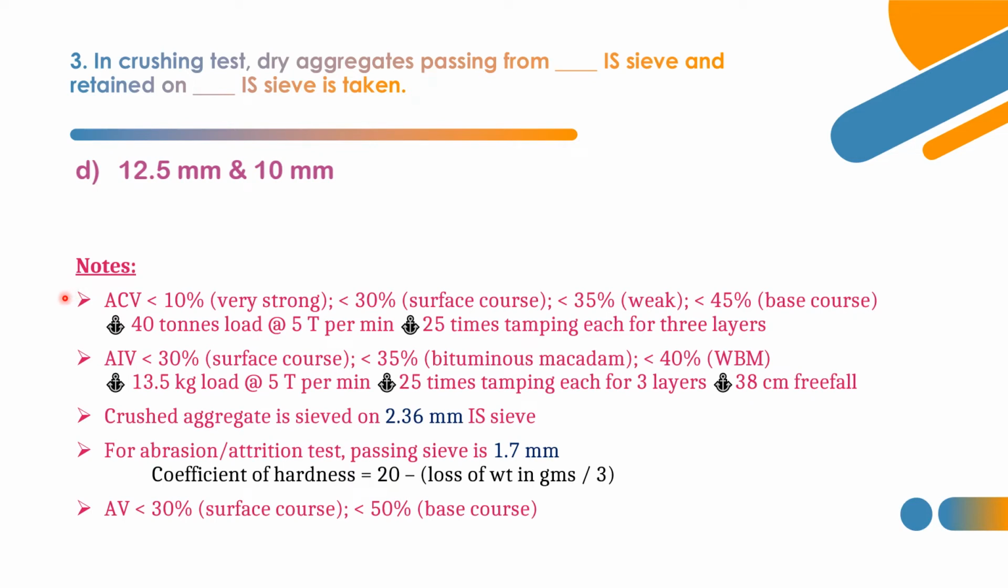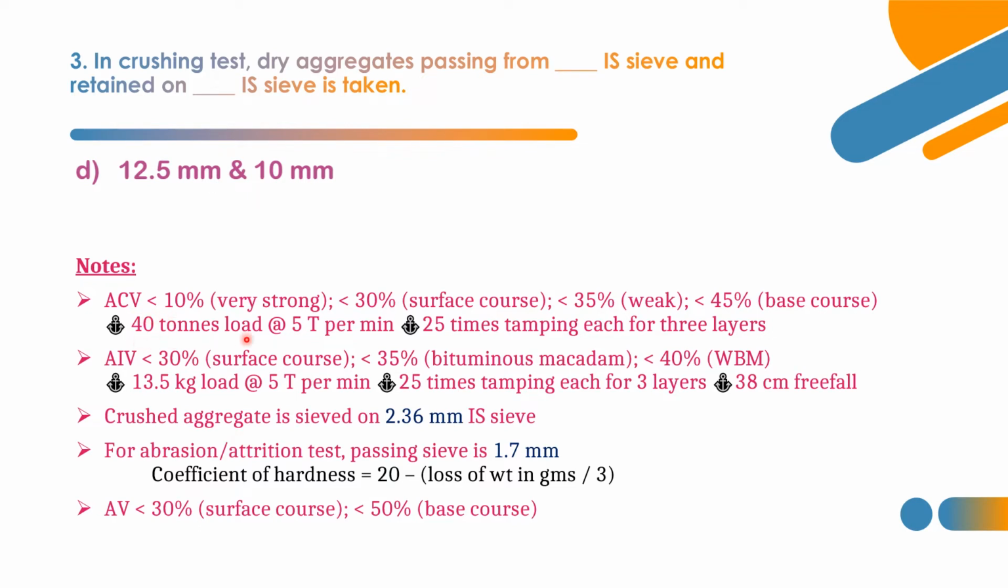Now we shall see more points about it. In case of aggregate crushing value, when we are considering very strong aggregate, then this value shall be less than 10%. When we are using those aggregate for surface course, then it shall be less than 30%. When it is less than 35%, we shall consider those aggregate as weak. And when we are using for base course, then this ACV value shall be less than 45%.